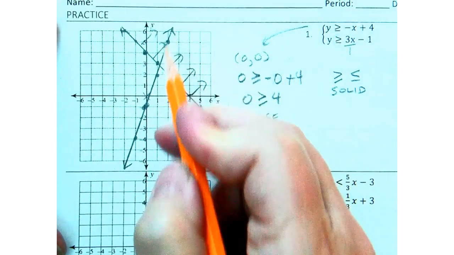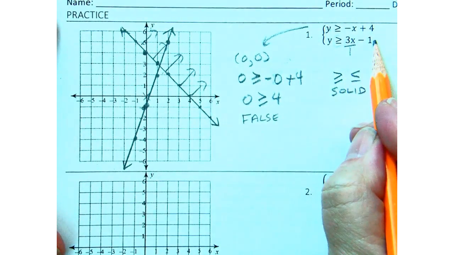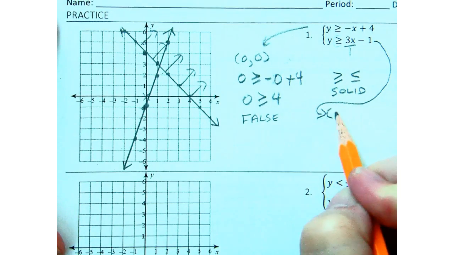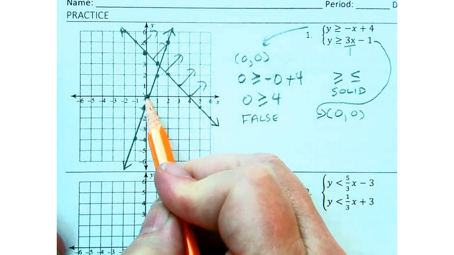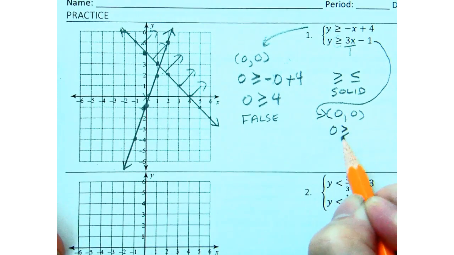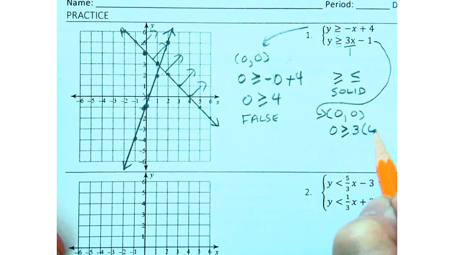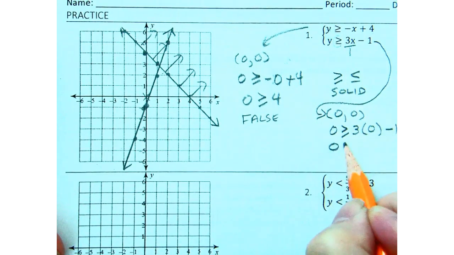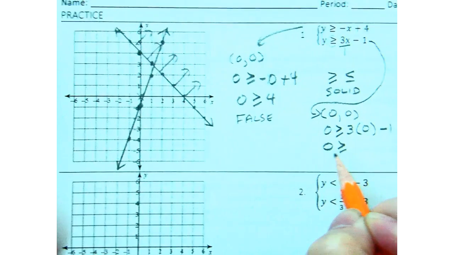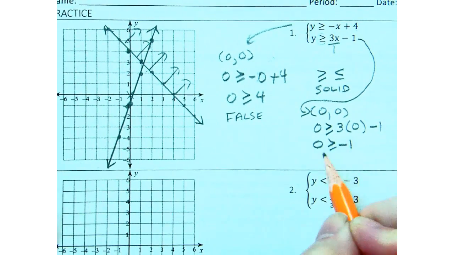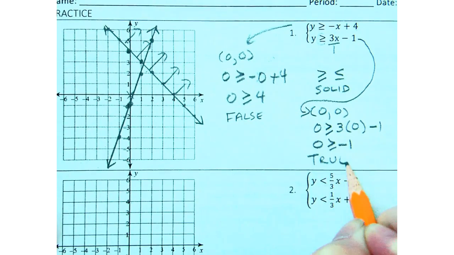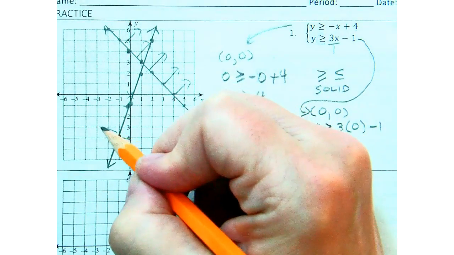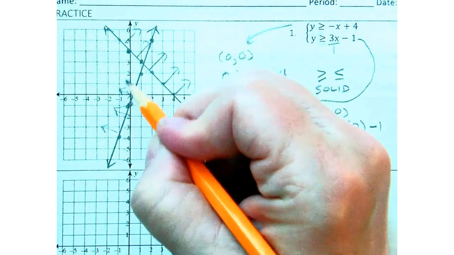Now I'm going to test the point 0, 0 again. Notice it is just to the left of the line, right here. 0 is greater than or equal to 3 times 0 minus 1. 0 is greater than or equal to negative 1. This is a true statement, so I'm going to shade towards the point 0, 0.